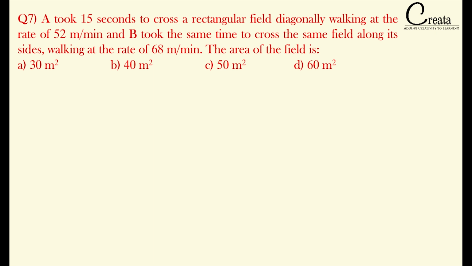The question is, A took 15 seconds to cross a rectangular field diagonally, walking at the rate of 52 meters per minute. And B took the same time to cross the same field along its side, walking at a rate of 68 meters per minute. The area of the field is, 4 choices are given.